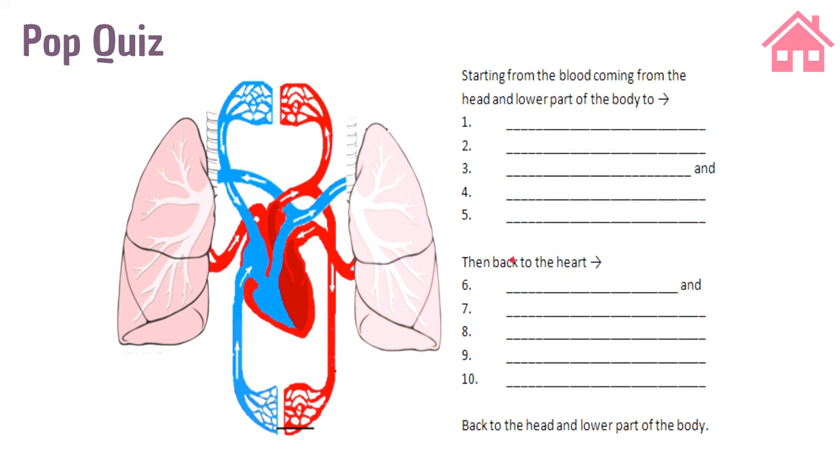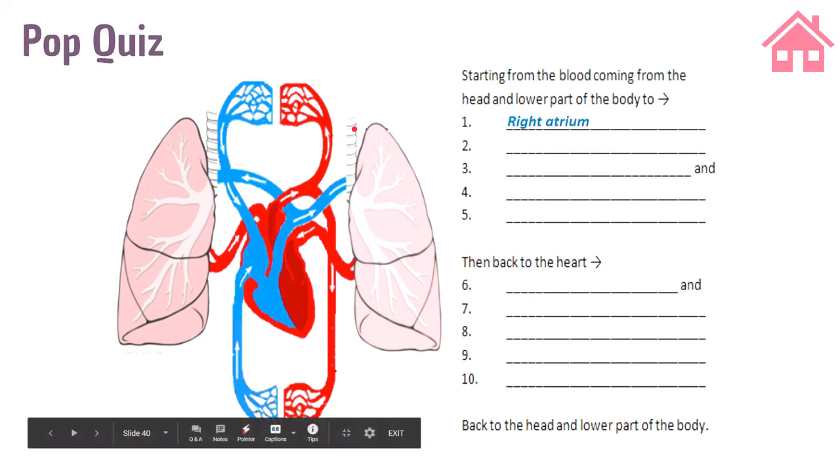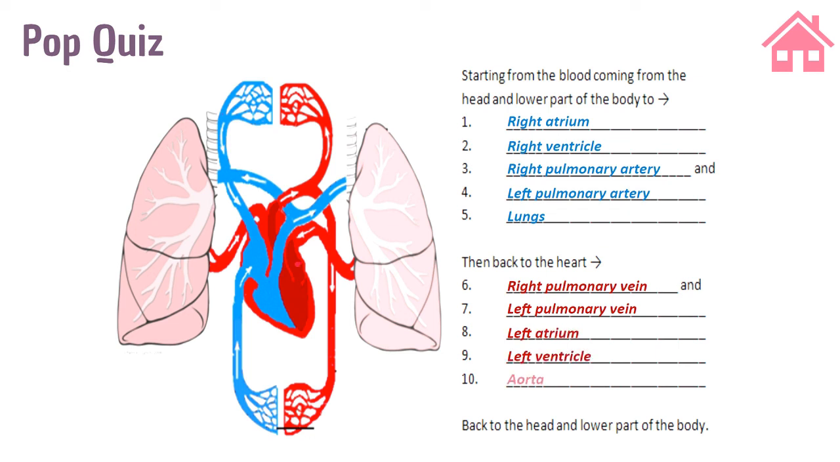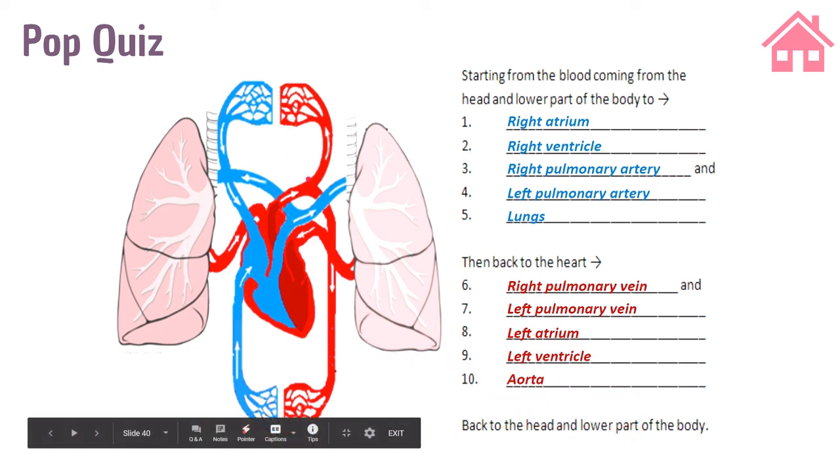Starting with the blood coming from the head and lower part of the body, where will it go? To the right atrium, down to the right ventricle, then the left and right pulmonary arteries to the lungs, where gas exchange will take place. Then it will return to the heart, passing through the right and left pulmonary veins to the left atrium, down to the left ventricle, then out into the aorta, back to the head and lower parts of the body.